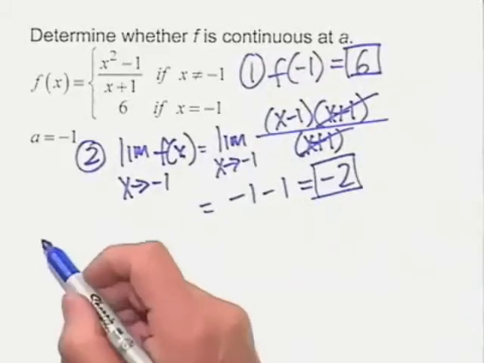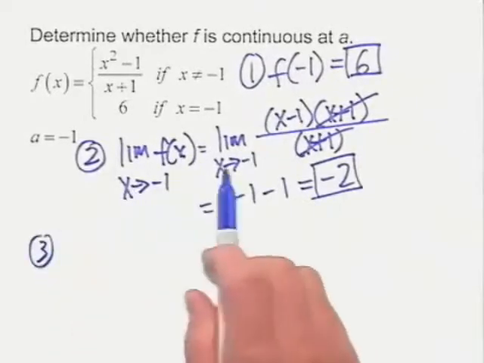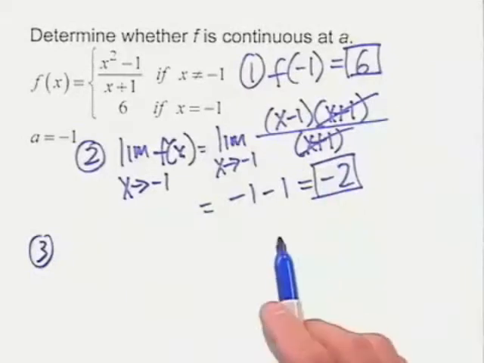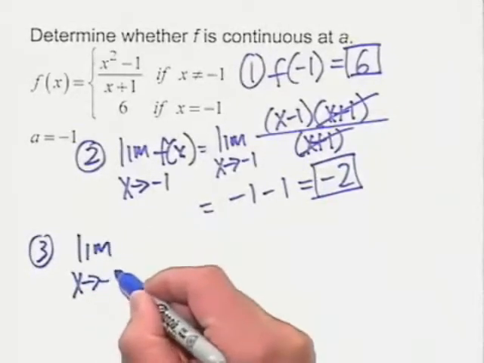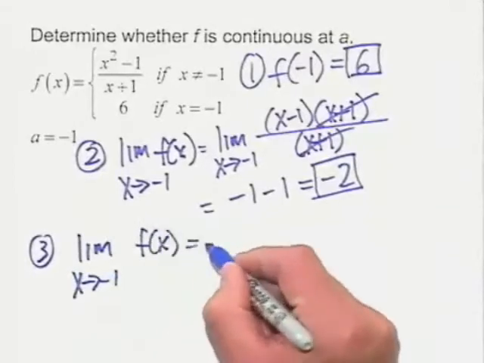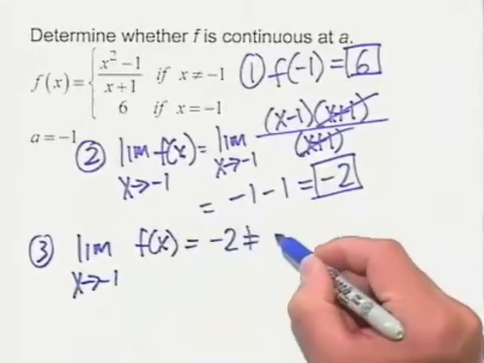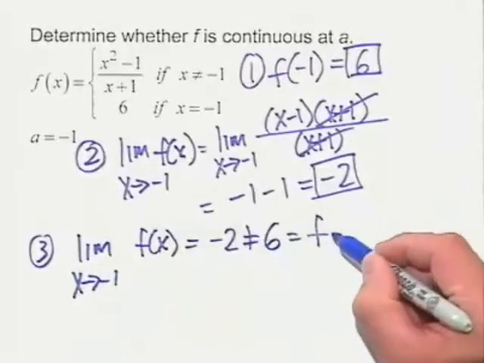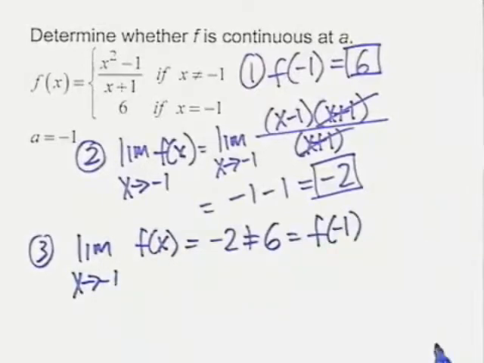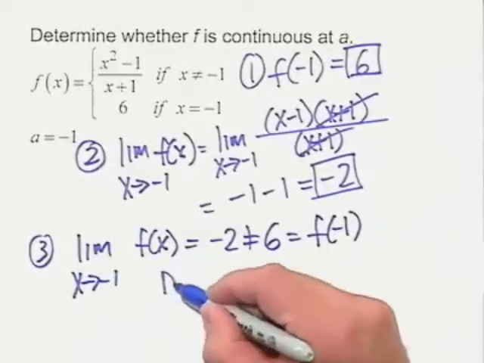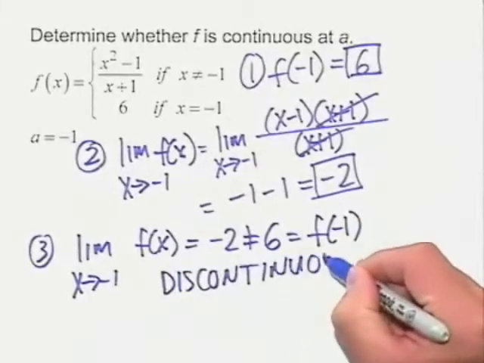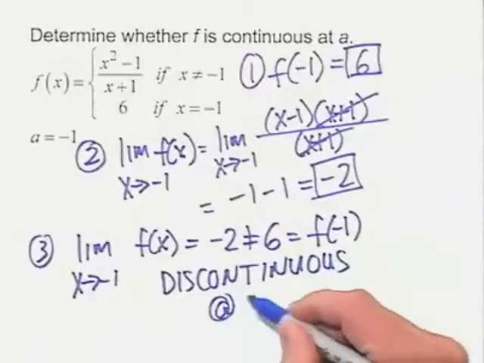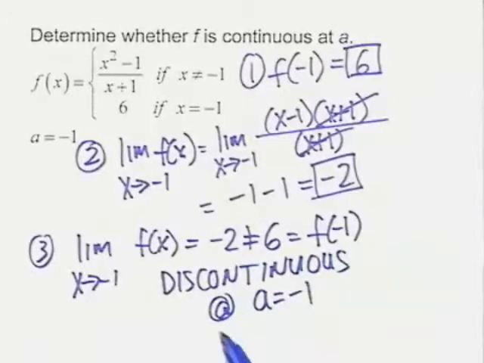Now, the third requirement is that the limit itself must attain that value at negative 1. But for our purposes, the limit as x approaches negative 1 of f of x equals negative 2. Obviously, that does not equal 6, which is our function evaluated at negative 1. So we can say that this function is discontinuous at the a value, in this case, a equals negative 1. So this is not a continuous function at that point.